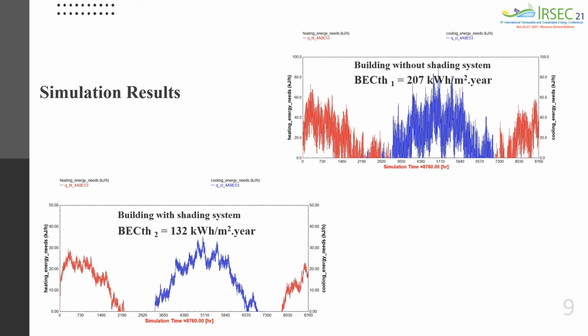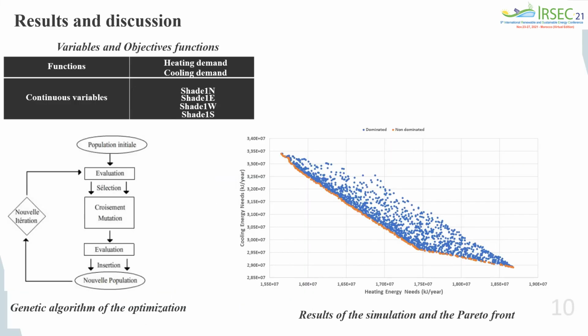Therefore, we used an optimization methodology to obtain an optimal coefficient for the various windows of the building. We implemented the two objective functions that we need to optimize, which are cooling and heating energy needs, in the MOBO tool using the non-dominated sorting genetic algorithm. After dealing with the two-objective optimization, there are almost 200 Pareto optimal solutions, as shown in the last figure.